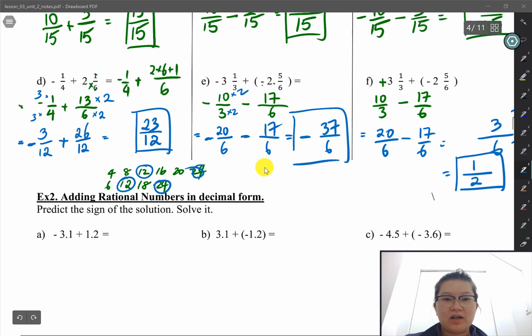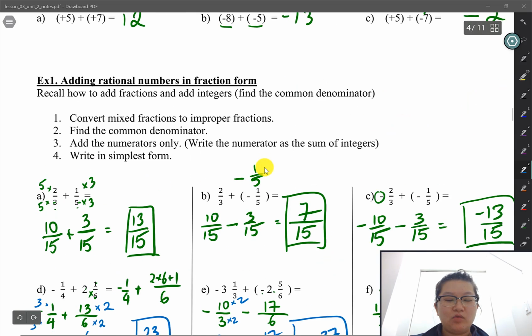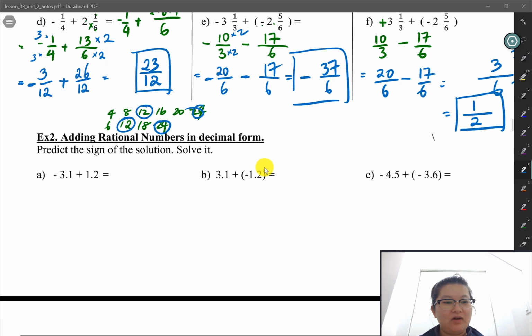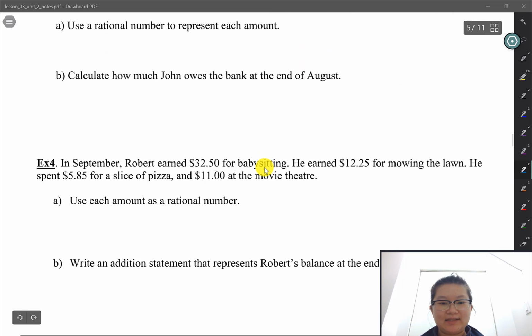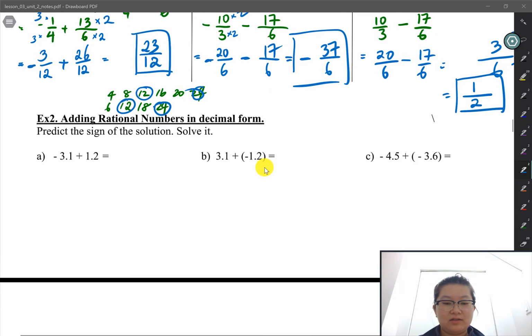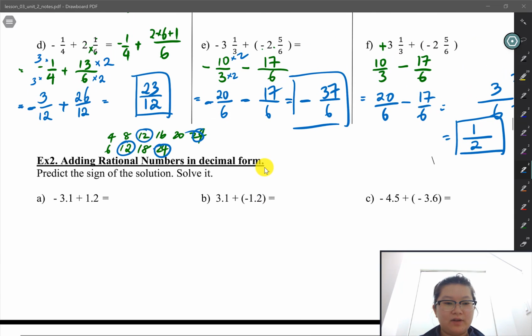In this video, we're going to continue with 1.2, adding rational numbers. I'm going to try to finish off the lesson, especially with the word problems. There are not a lot, so we can get through them. First off, let's do this one, adding rational numbers in decimal form.